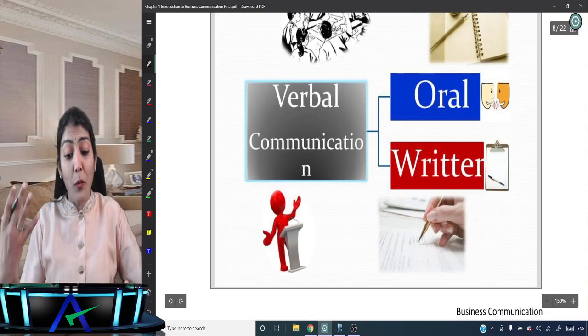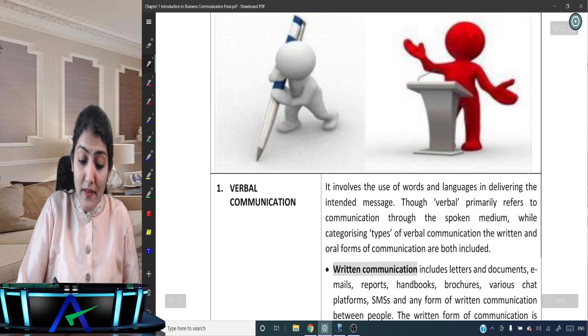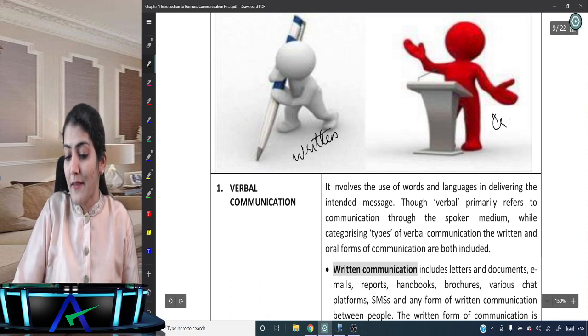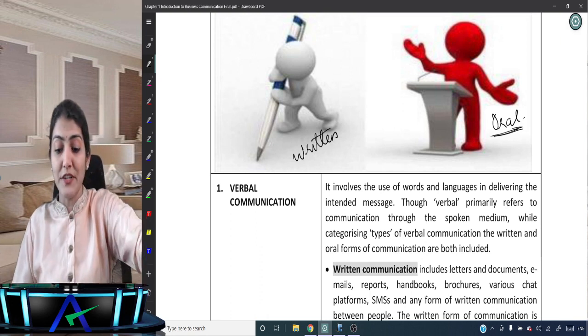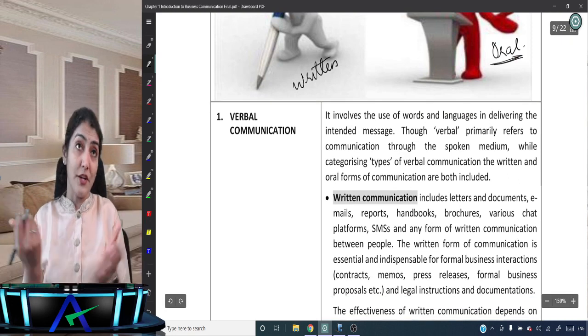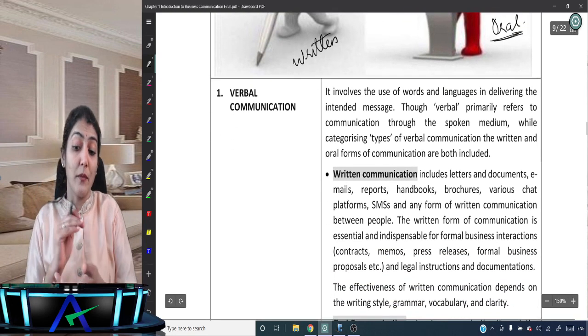Okay, so verbal communication, the oral and written communication. This is like he is writing, written communication, and this looks like some politician giving a speech, or the CEO or the chairman of the company giving a speech. So that's oral communication. Written and oral come under verbal communication.